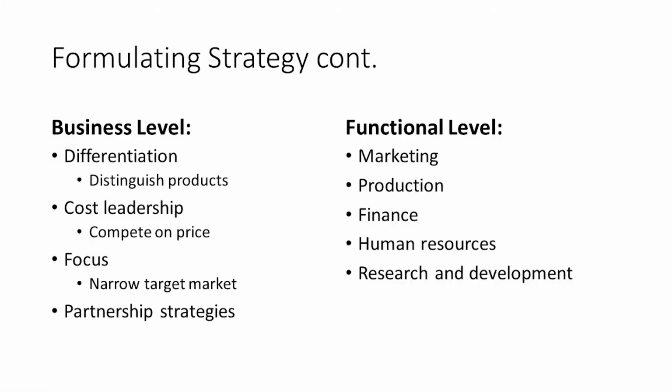Formulating functional level strategy is the final level of strategy and is about the action plans adopted by major departments to support the execution of business level strategy. The major functions include marketing, production, finance, human resources, and research and development. Let's look at a number of potential strategies.